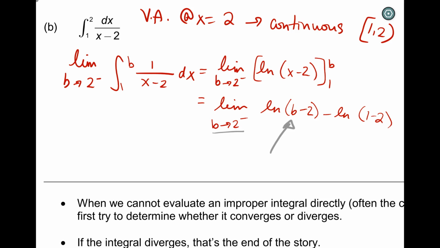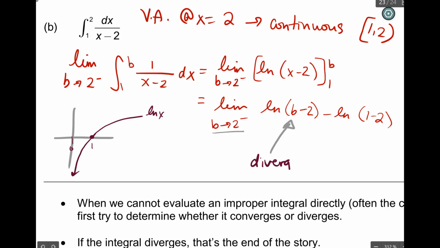What is the value of ln of 0? 1? No, ln of 1 is 0. So it doesn't exist. Like this is ln of x. As we approach 0, it's literally diverging. It diverges. Cool, that's it. QED, done. That's the end of the lesson. No. We still have a page and a half. But that's the end of this problem.